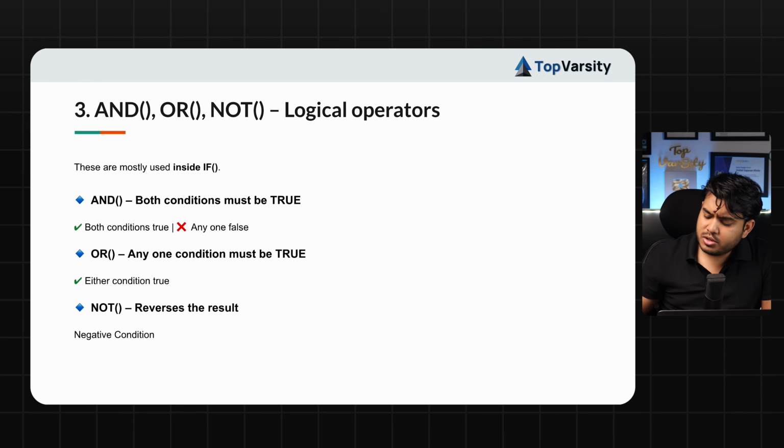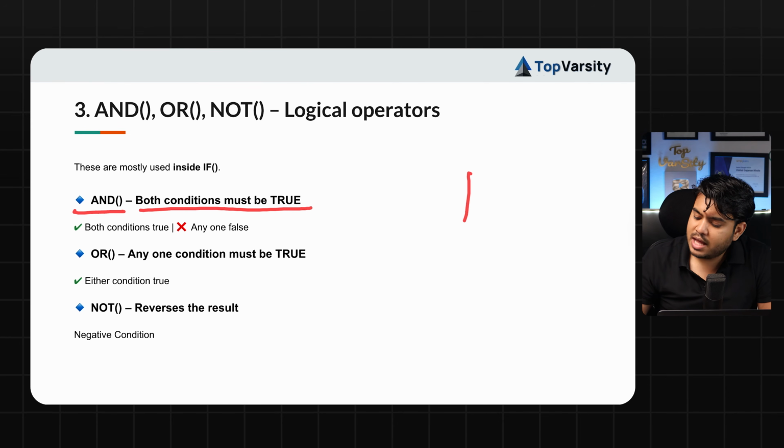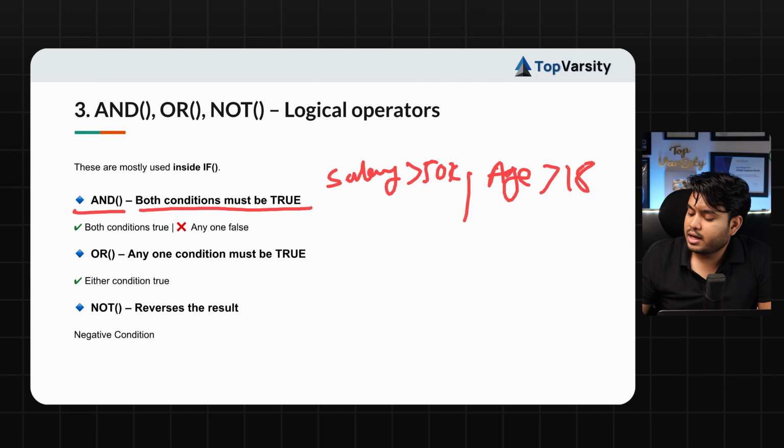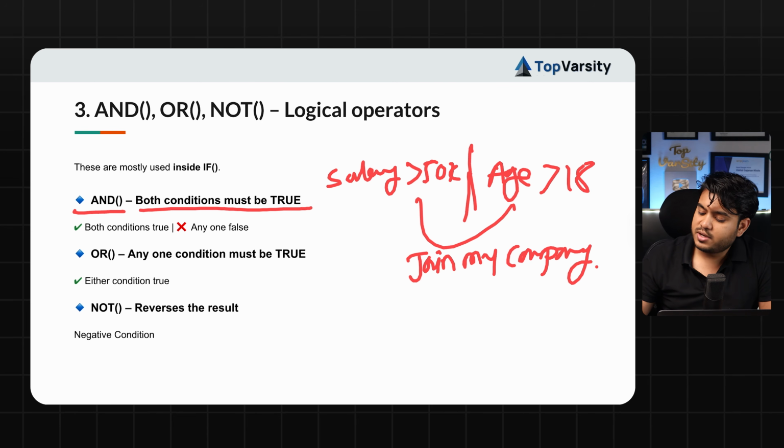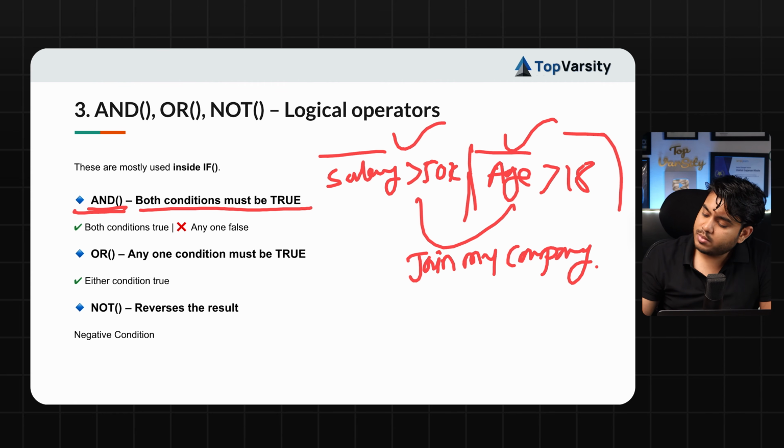So you can see here it is very clear that for and, both conditions must be true. For example, I am writing that your salary should be greater than 50k and your age should be greater than 18, and then only you can join my company. There are two conditions. First is the salary condition and second is the age condition. So for that I will use and. If both are right, then you can join my company. This is very simple.